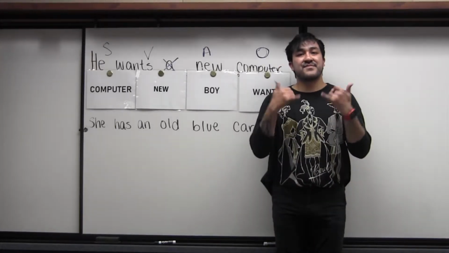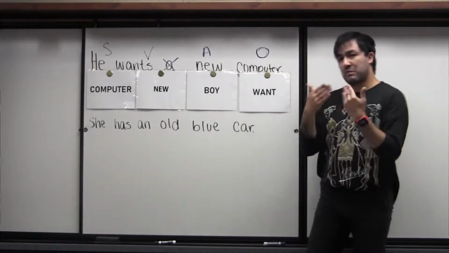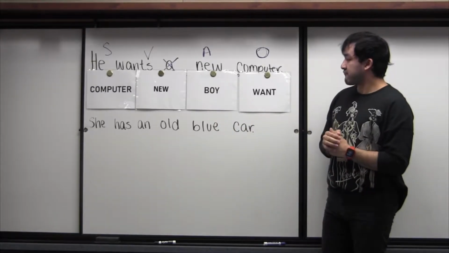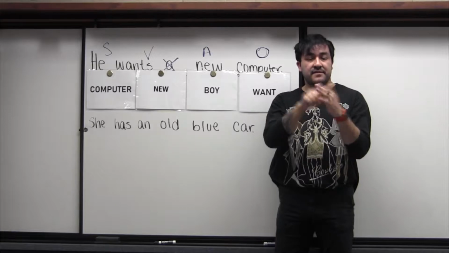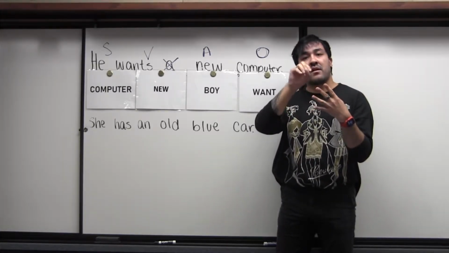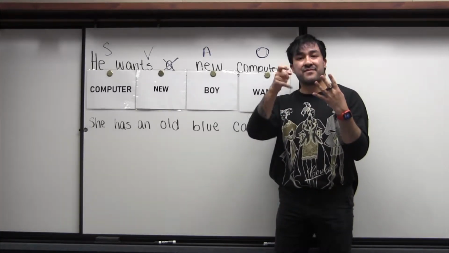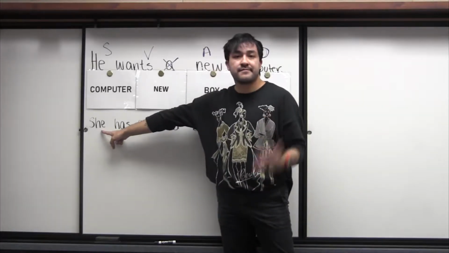Okay, welcome back. Let's go ahead and look at sentence number 2 that also has some adjectives in it. So this one is, she has an old blue car. So the first thing, like always, is we're going to identify our subjects, our objects, our verbs, our adjectives, if there's multiple in any of those.